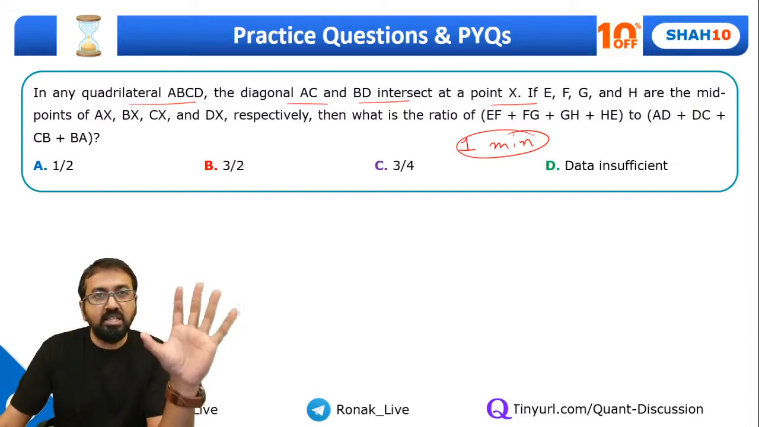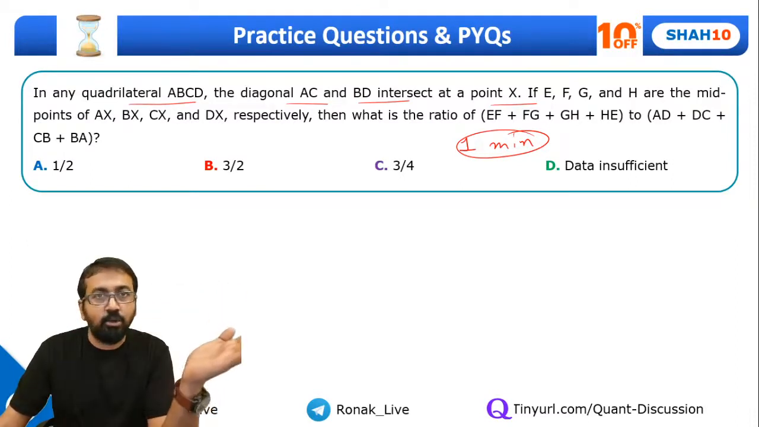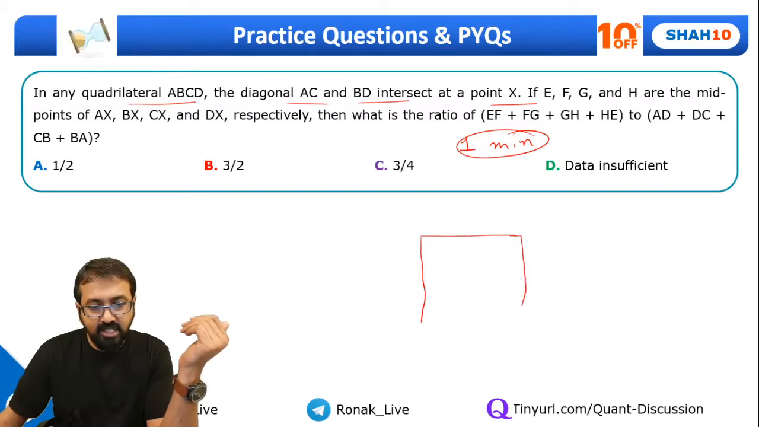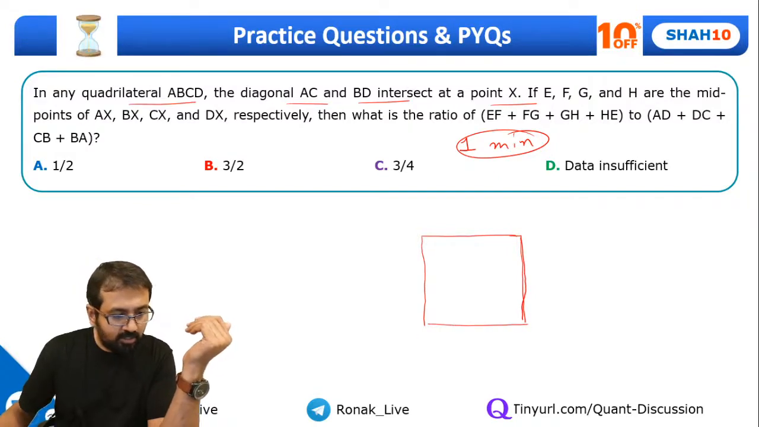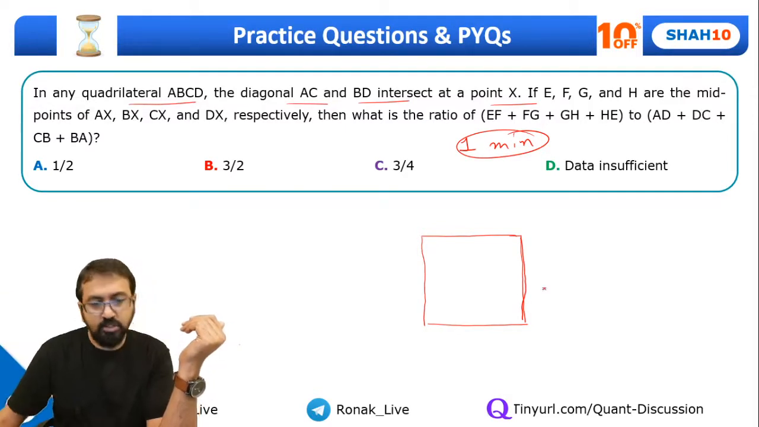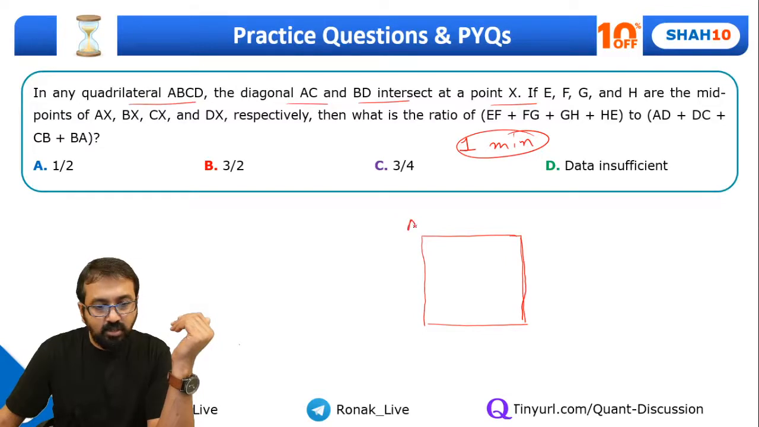Guys, when nothing is mentioned about quadrilateral, it can be any quadrilateral. So what is stopping us from considering that as a square? Yeah, so let's take a square. Finding slightly difficult to draw the square. I think we have some tools available. Okay, sure, fine. So this is quadrilateral ABCD.